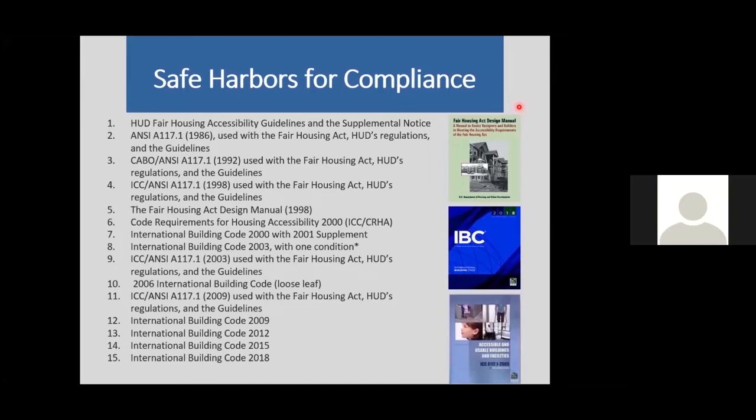They've not sunsetted any of their historical safe harbors, but they've added on to the list, we'll say, over the years since '91. The first safe harbor is HUD's very own Fair Housing Accessibility Guidelines and a supplement that they added to it in '94. And the next one of HUD's I'll bring in is their own 1998 Fair Housing Act Design Manual. Those two HUD publications reference the ANSI 1986 standard.